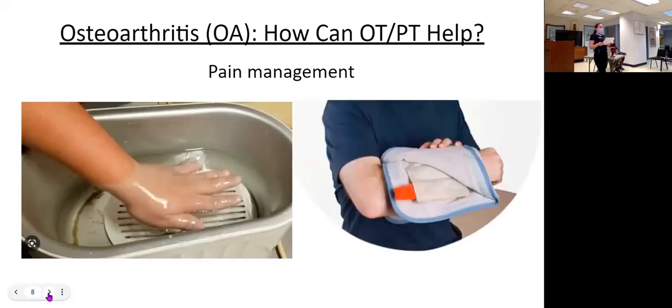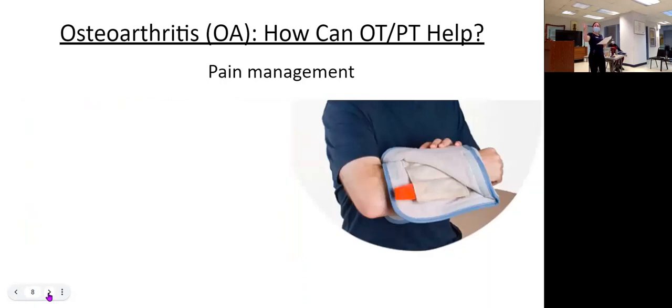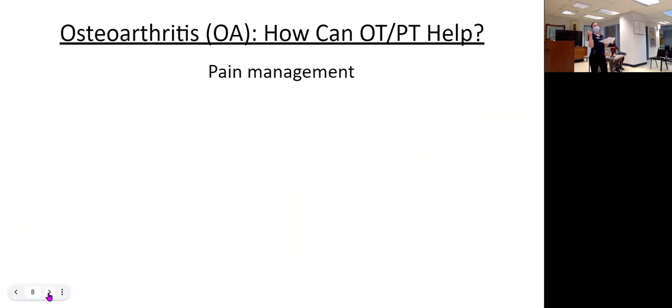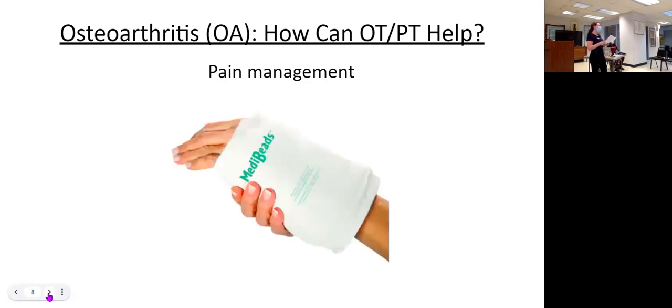I also use moist hot packs. And if you click one more time, you can find one more. Sorry, you can purchase these online. This brand happens to be Medivise, but you can stick it in the microwave, make it warm if you like, to relieve some of that pain.